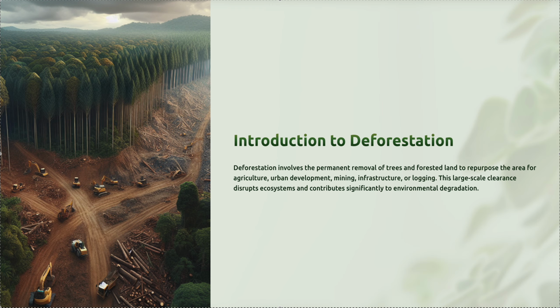Deforestation refers to the permanent removal of trees in forested areas. This often happens to repurpose the land for agriculture, urban development, mining, or logging. But as forests disappear, ecosystems are severely disrupted, and this contributes to significant environmental degradation. Let's now look at the main causes behind deforestation.